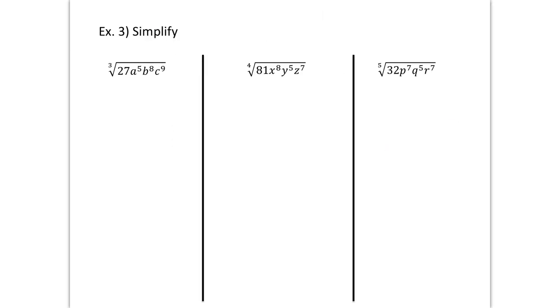All right, guys, so now we're going to start simplifying radicals when you have exponents and variables inside of the radical. Make sure you also understand what roots we're looking for, because that's how many groups we need to make. So the third root, fourth root, fifth root, or the square root, that means 2.